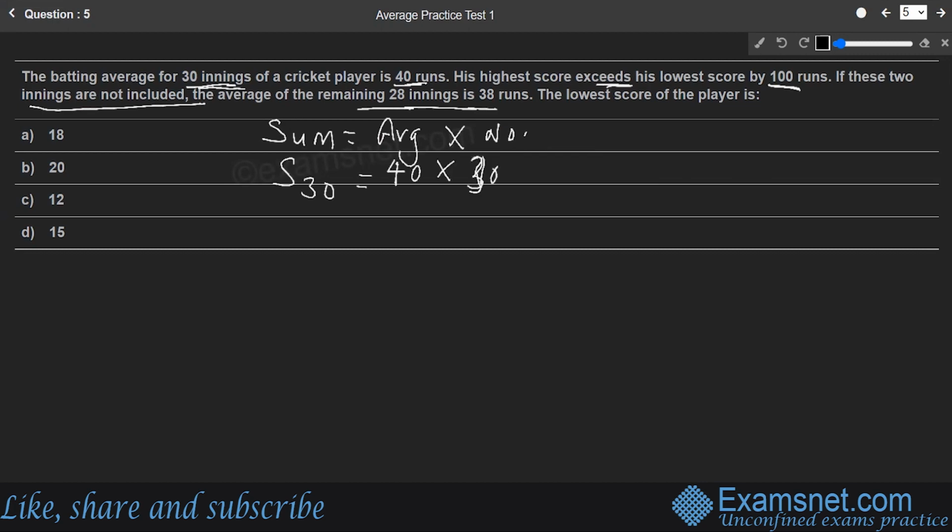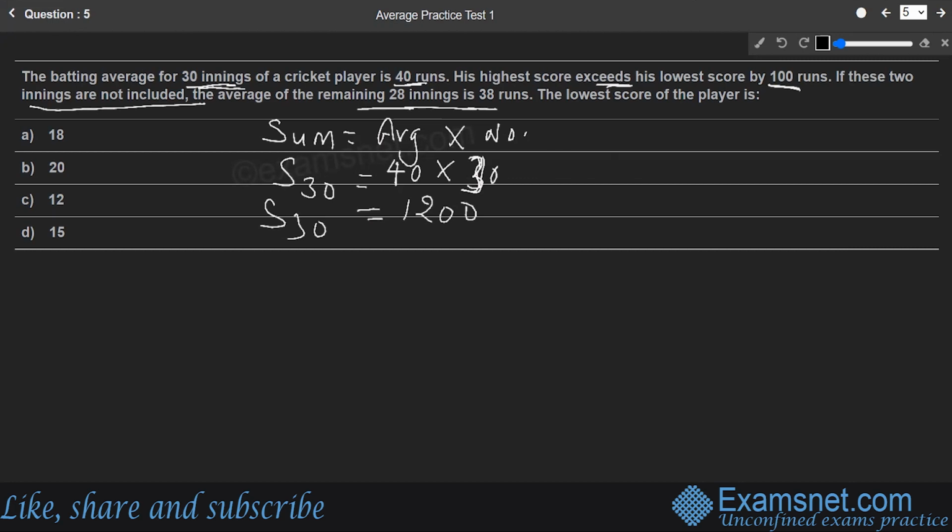So this is the sum of the 30 innings, that is nothing but 1200. So in all, in the 30 innings, he has made 1200 runs. This is the first thing with us. Then they say his highest score exceeds the lowest score by 100 runs.